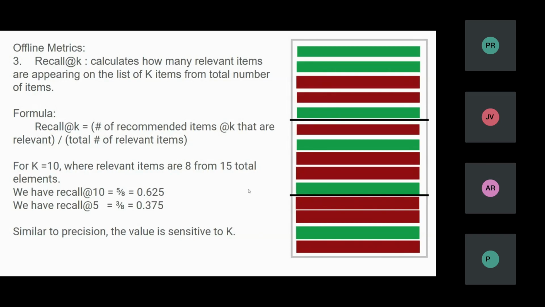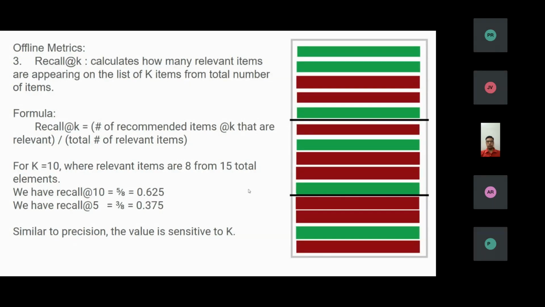So let's say that we are taking the value of k as 10, and at k equals 10 we have 8 relevant items from 15 total elements. So if we substitute those values, then for recall at k, with k equals 10, we are getting the value of 0.625. And at recall at 5, we are getting the value of 0.375.